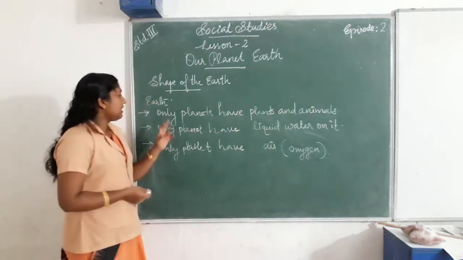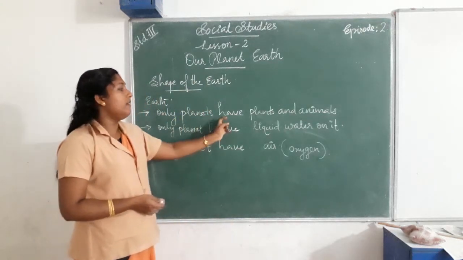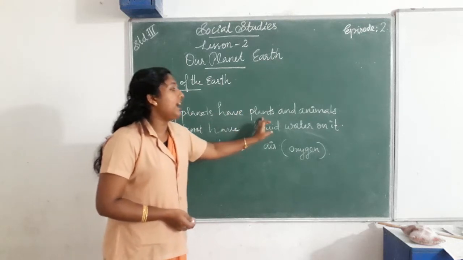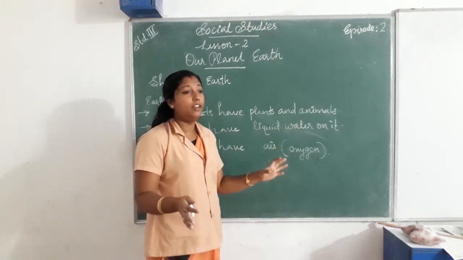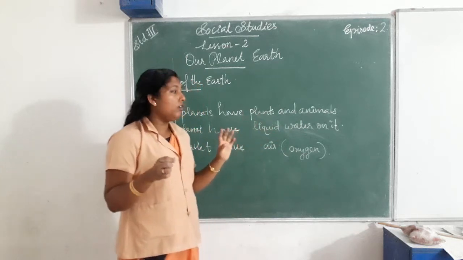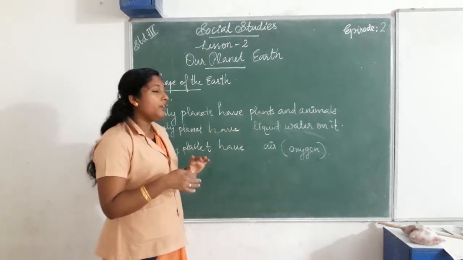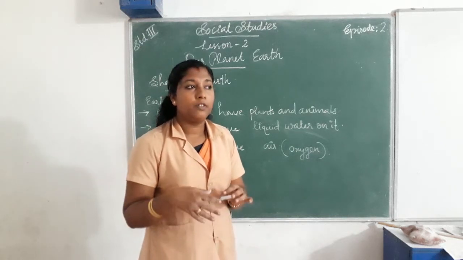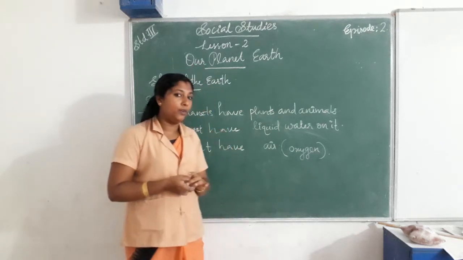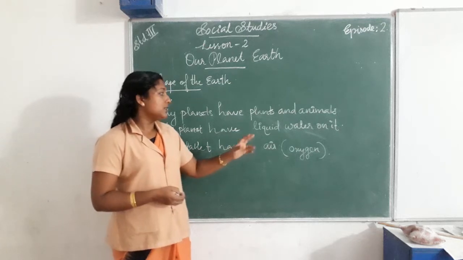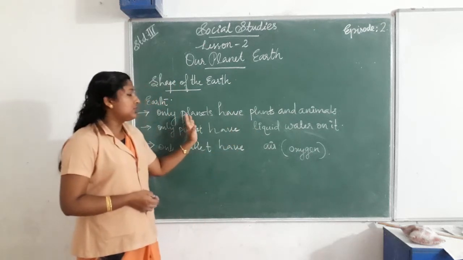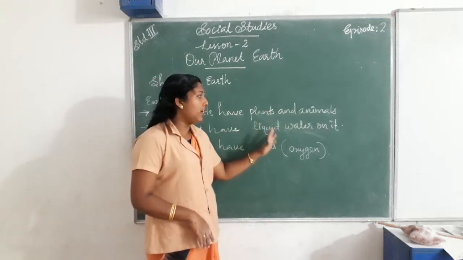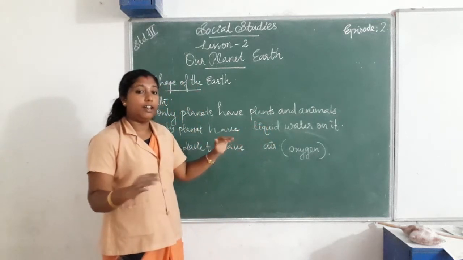So Earth is the only planet that has plants and animals. We know that all living things need water, air and shelter for their survival. So on Earth these three things are present. What? Air, water and shelter.